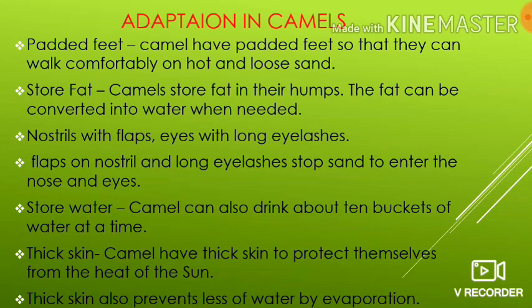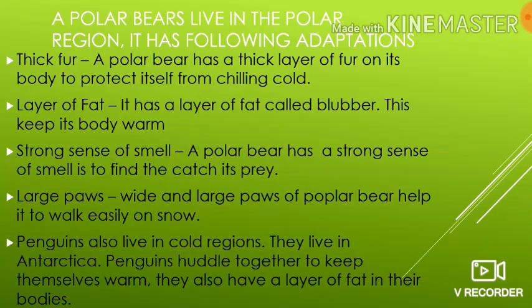And number five, thick skin. Camels have thick skin to protect themselves from the heat of the sun. And thick skin also prevents loss of water by evaporation. And the next terrestrial animal is the polar bear.